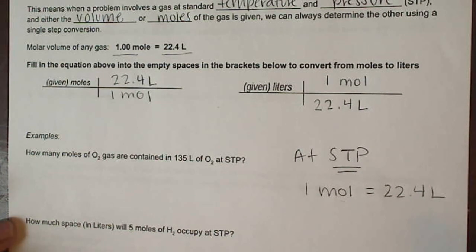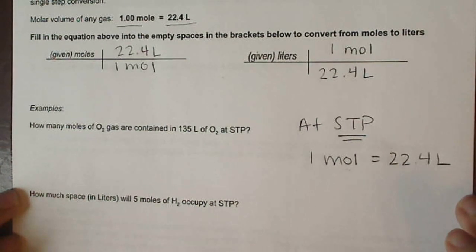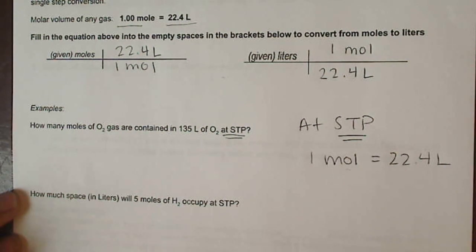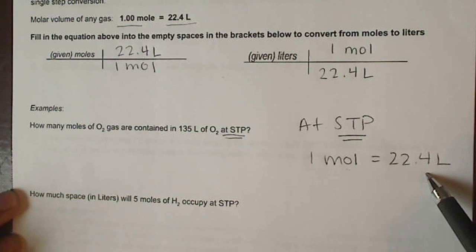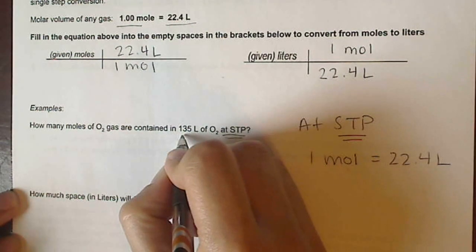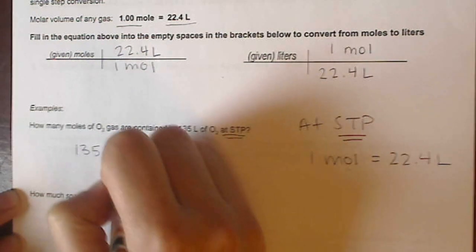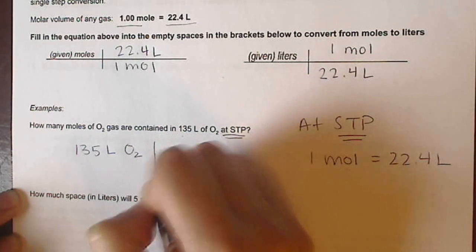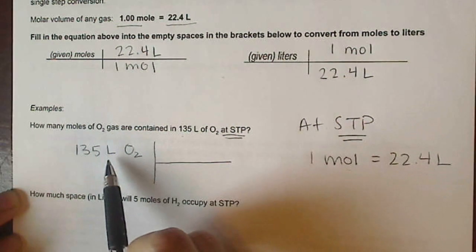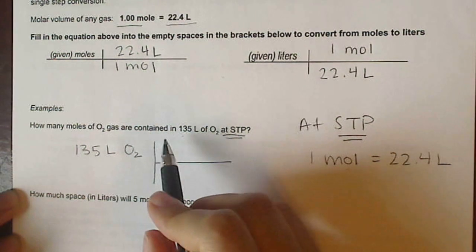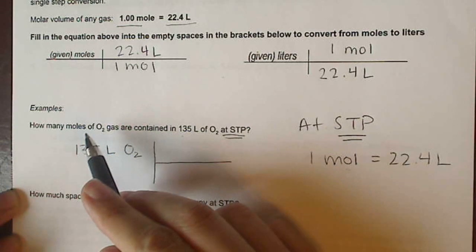Here they're asking how many moles of oxygen gas are contained in 135 liters of oxygen at standard temperature and pressure. Because they say standard temperature and pressure, I'm allowed to use this. As always, I'm going to start with my given, which is 135 liters of oxygen. We're going to set up our train tracks, and because my unit here is liters, I'm going to use this constant so I can convert to moles. That's what they want. My unknown is moles.